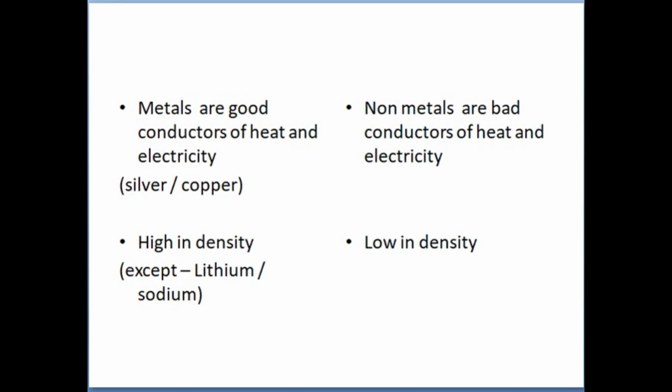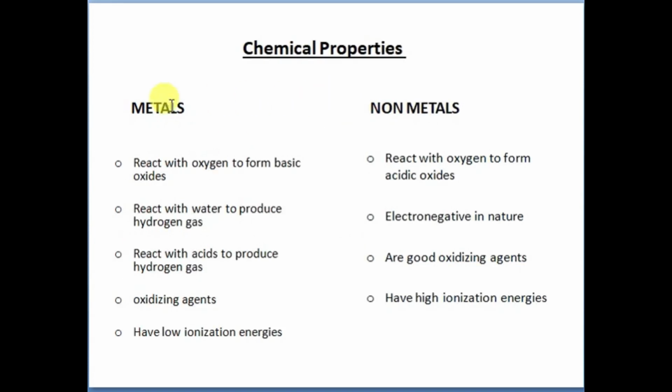Now we'll discuss the chemical properties. This is the difference between metals and non-metals. Metals will react with oxygen to form basic oxides. We'll see the reaction also in the coming slide. Metals react with oxygen to form basic oxides, and non-metals react with oxygen and form acidic oxides.